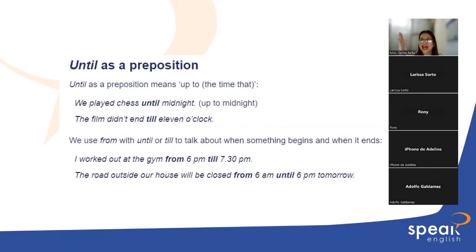It means a specific time. That would be the meaning in Spanish. Until as a preposition means up to. For example, we play chess until midnight. Up to midnight. We stop playing at midnight. Or, the film didn't end till 11 o'clock.